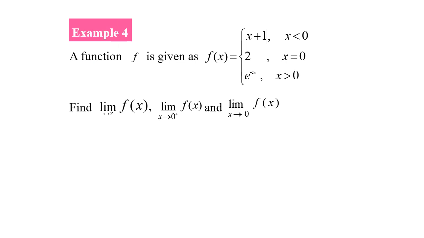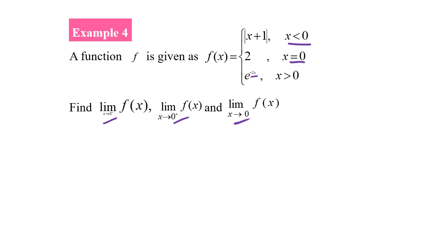Okay, the fourth example. The function f is given as f(x) equal to the absolute value of x plus 1 for x less than 0, and 2 for x equal to 0, and the last one is e to the power of negative 2x for x more than 0. So we want to find the limit as x approaches 0 from the left side, as x approaches 0 from the right side, and the limit as x approaches 0. So we find one by one.